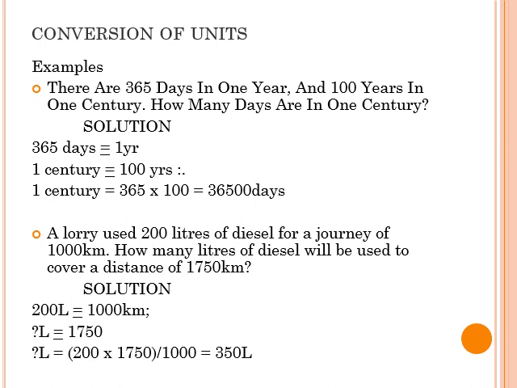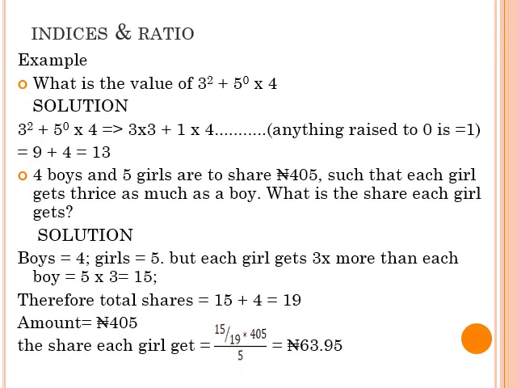It's quite easy. All you have to do is multiply the 1,750 by the 200 liters and divide by 1,000. When you do this, you get the actual number of liters that will be used to travel 1,750 kilometers, which is 350 liters.